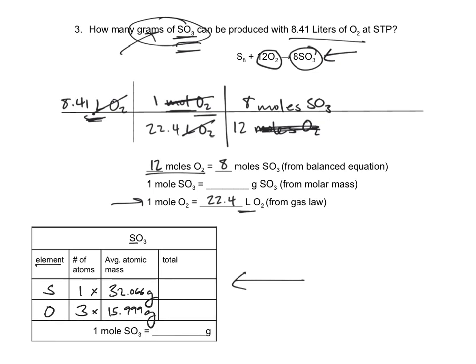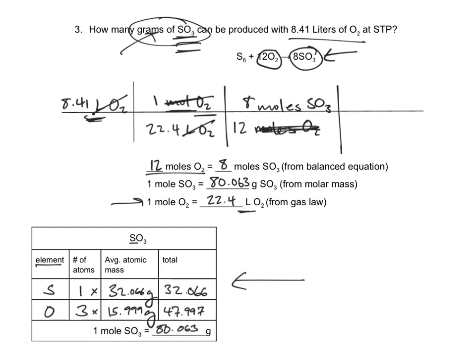Then you do some nice multiplication between those numbers to get 32.066 grams total for sulfur and 47.997 grams total for oxygen. Then you add those up, get 80.063 grams is the molar mass of SO3. And when you find the molar mass, that is a number in grams, and it equals 1 mole of the substance. So I'm going to fill that into my little conversion up here. 1 mole of SO3 equals 80.063 grams of SO3.